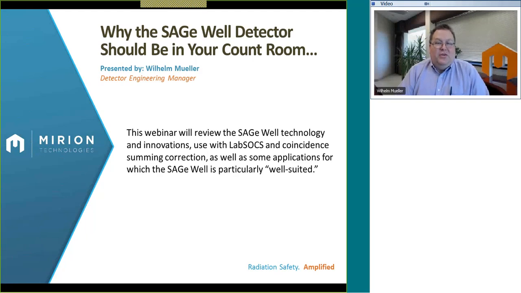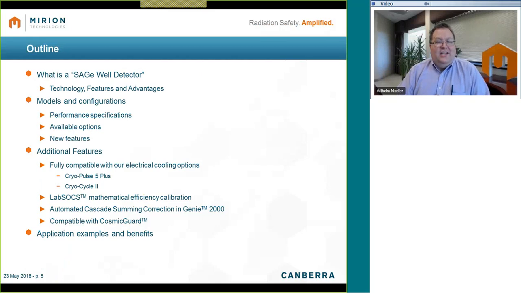And have the opportunity for us to present on one of our more recent developments in the germanium detector line, the Sagewell detector. We'll be going over in this presentation today some of the unique technology features of this detector and what the advantages are, and put it in a position to show what makes this detector really unique.